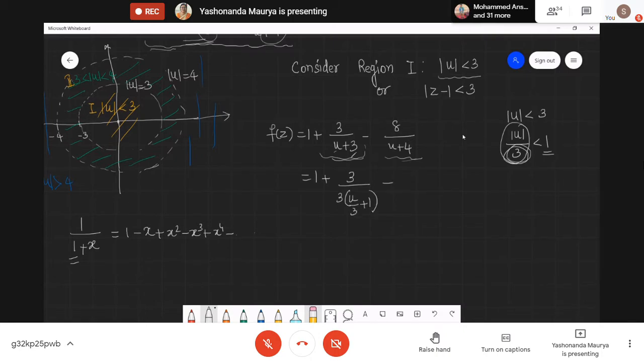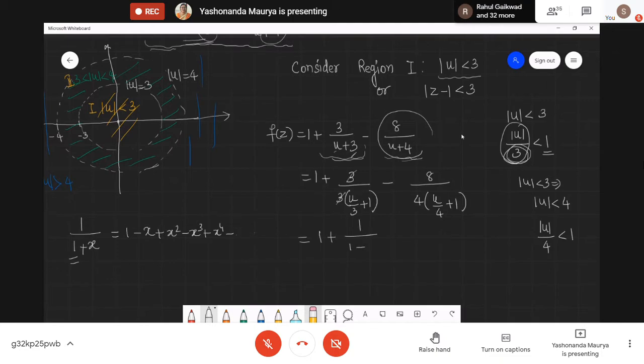Now similarly, what do we take common from this term? See, mod u is less than 3, this will imply mod u is also less than 4. So over here, this divided by this is less than 1. Therefore, again over here, it will be 4 that will be taken out common. So now this is 1 plus this 3 and this 3 gets cancelled, 1 upon 1 plus u by 3, minus this and this gets cancelled, it will be 2 upon 1 plus u by 4.